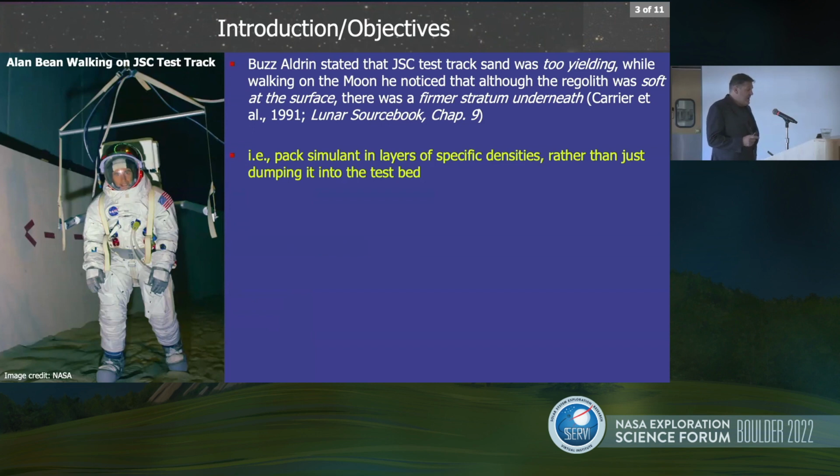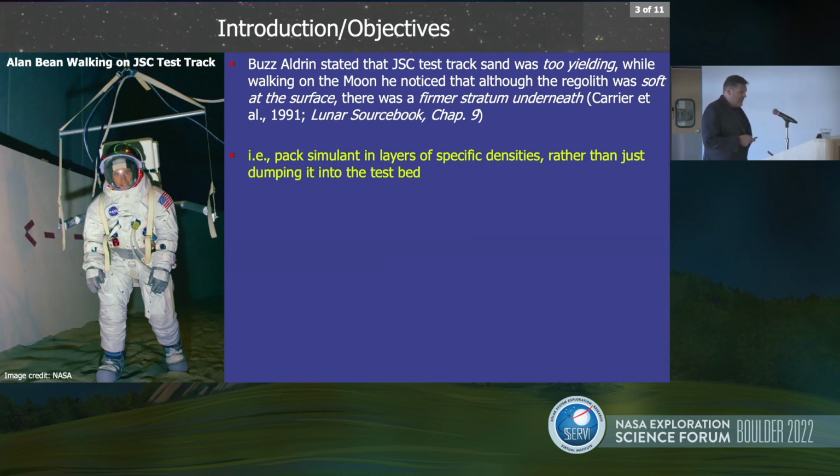And so here's an anecdote that I think really nicely emphasizes the overall objective and purpose of this study. Shortly after the Apollo 11 mission, NASA technicians had Buzz Aldrin walk on a simulated lunar surface, which was sand about 15 centimeters deep, of course with 5/6 of his weight supported in a marionette rig. And when asked how the test track compared to walking on the actual lunar surface, Aldrin replied that the sand was too yielding. While walking on the moon, he noticed that although the regolith was soft at the surface, there was a firmer stratum underneath. So simply put, for Earth-based engineering tests, simulant should be packed in layers of specific densities rather than just dumping it into the test bin.